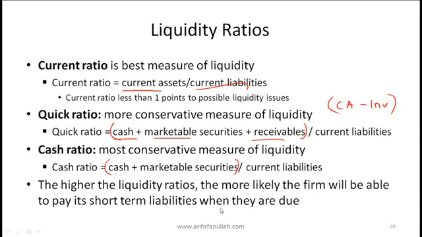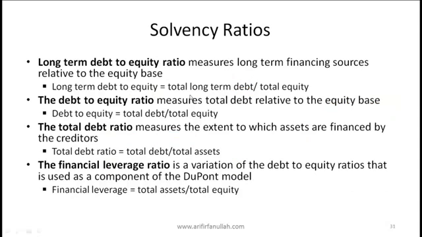Solvency ratios are more long-term. So first, the long-term debt to equity ratio. This measures long-term financing sources relative to the equity base, and the ratio is long-term debt to equity equals total long-term debt divided by total equity. The debt to equity ratio measures total debt relative to the equity base. So this will be debt to equity equals total debt divided by total equity.